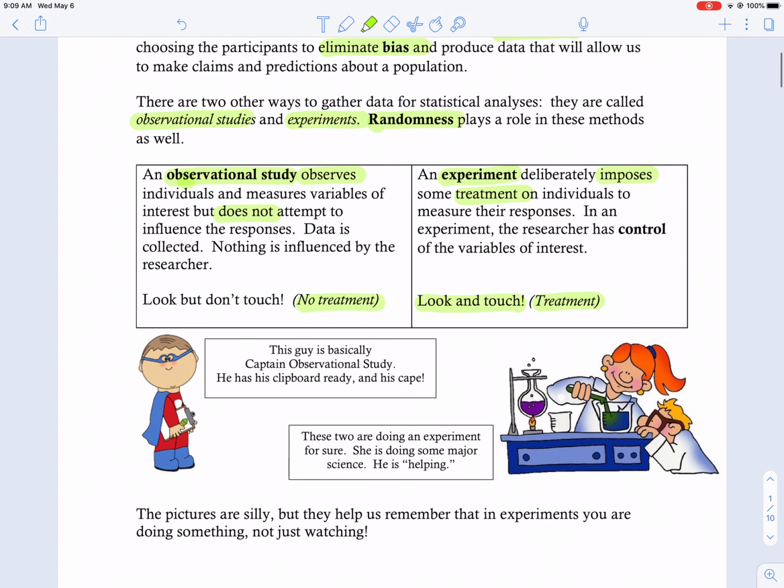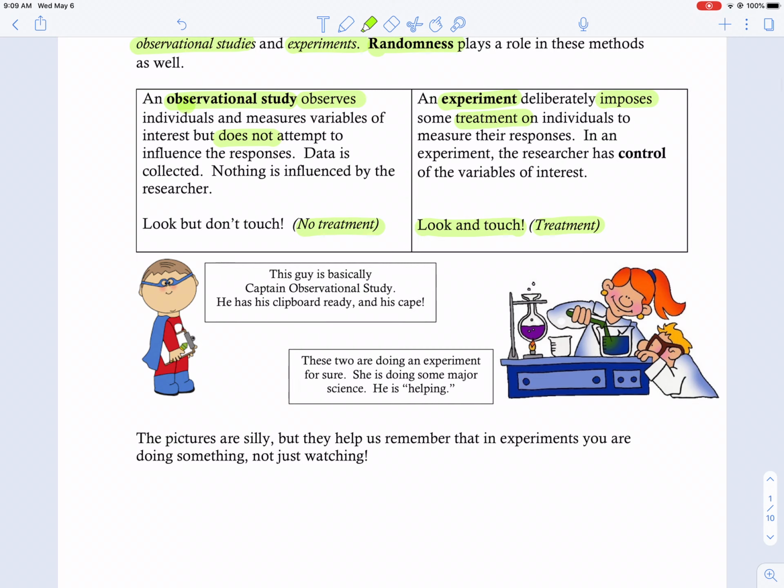I know these are kind of silly pictures, but the guy on the left is Captain Observational Study. He's got his clipboard, he's got his cape, but he is literally just going to watch what they are doing. He is not going to do anything. Don't touch. The other two are doing an experiment. She's doing some type of major science mixing potions, and he is helping. I guess I shouldn't say potions. Whatever you guys mix in chemistry, you're all in chem. Just notice in the experiment, you're actually doing something, whereas in the observational study, you are literally just watching.